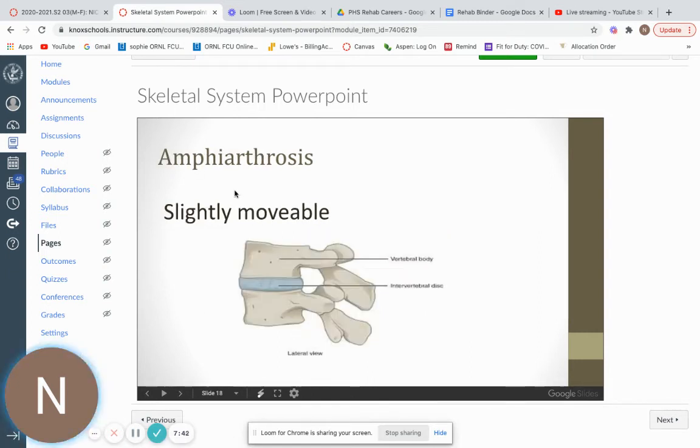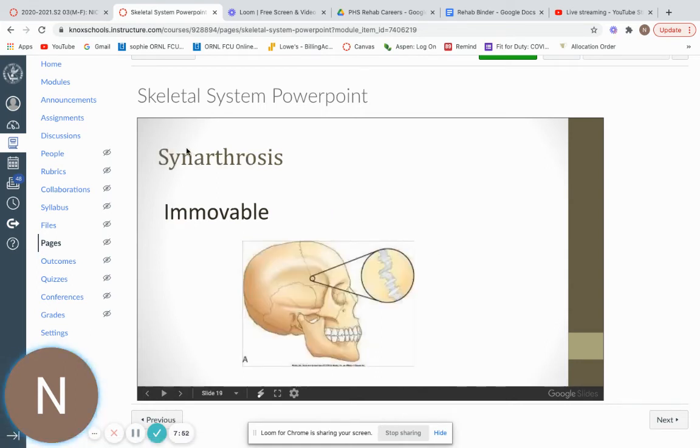An amphiarthrosis is slightly movable, so your spine. You can move your spine in a few different ways. It's just not as freely movable as your hip would be. And then a synarthrosis is an immovable joint. We have tiny little joints that fuse together the bones in the cranium, and that would be a really good example of an immovable joint.